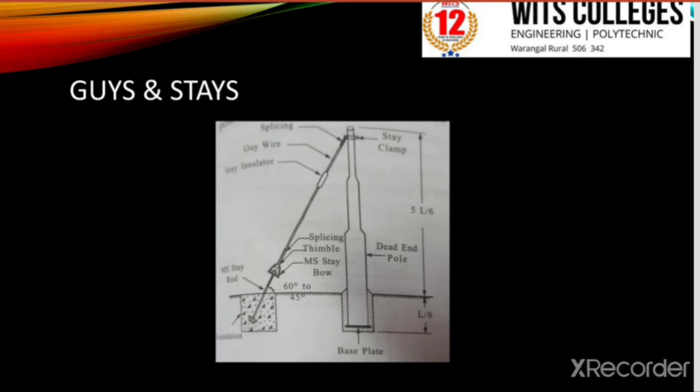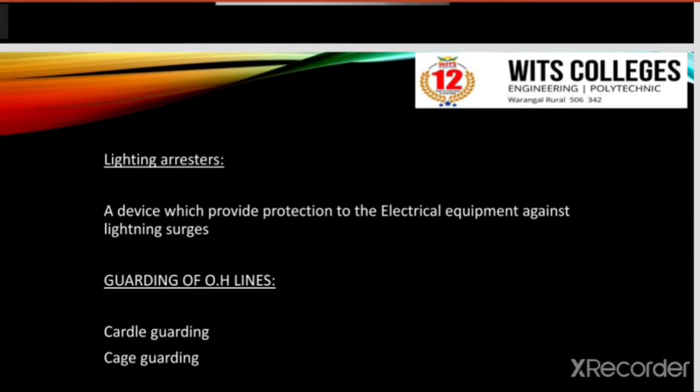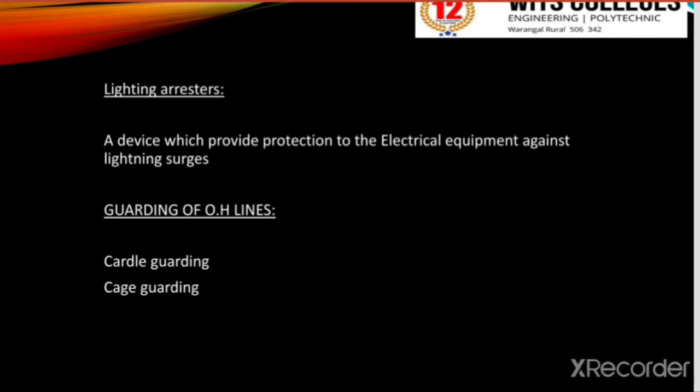Coming to the lightning arrestor: a lightning arrestor is a device which provides protection to electrical equipment against lightning surges. Suppose when a high voltage occurs, lightning arrestors provide a low impedance path from the phase wire to the earth and conduct high voltage surges to the ground. In this manner, the lightning arrestor protects the electrical equipment.